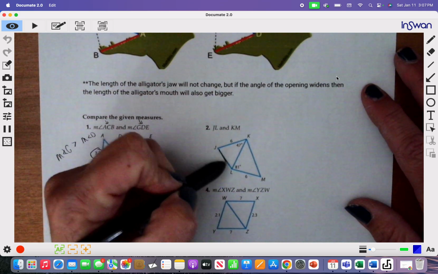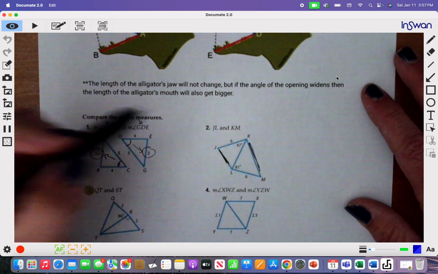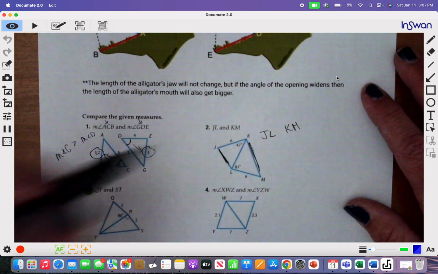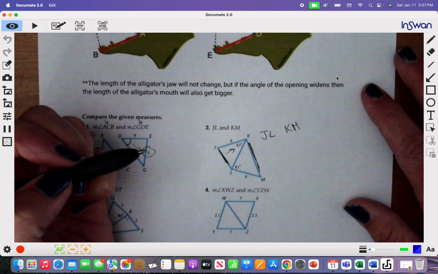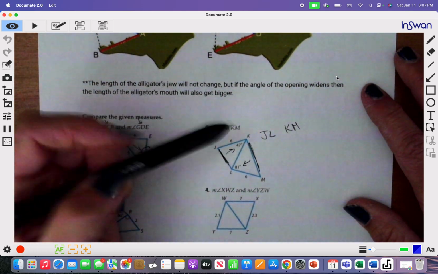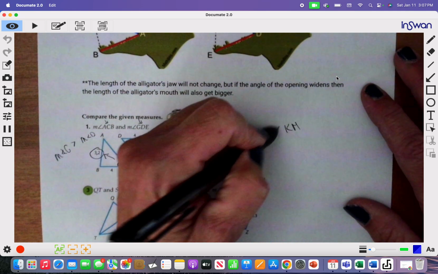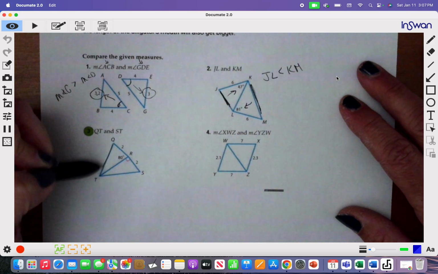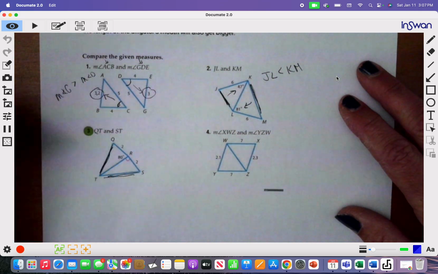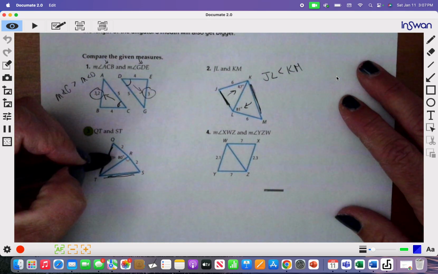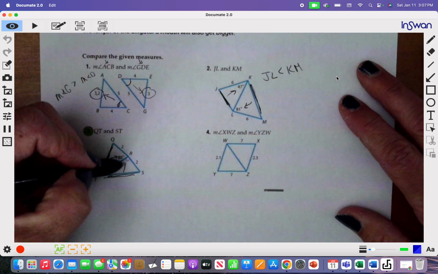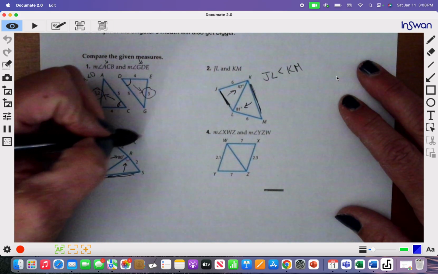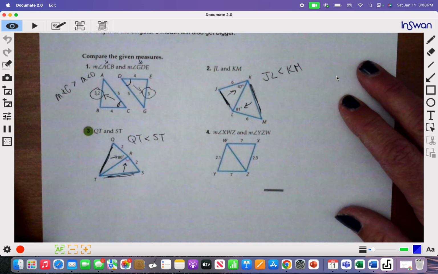Same thing on number 2, and now we're just talking about sides. So side JL is here, side KM is here. Keeping it in order, we're going to start with JL and compare that to KM. JL is across from 47, KM is across from 81, so since 47 is less than 81, JL is less than KM. Same thing on this one, so now we're looking for QT and ST. QT is directly across from the 80, and ST is across from 90. So then 80 is less than 90, so QT is less than ST.